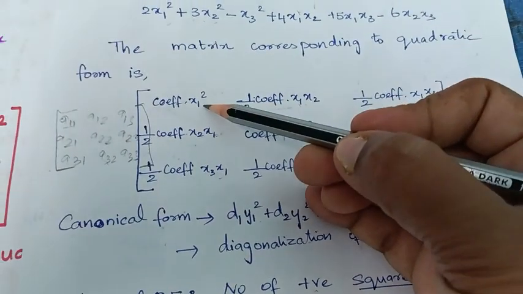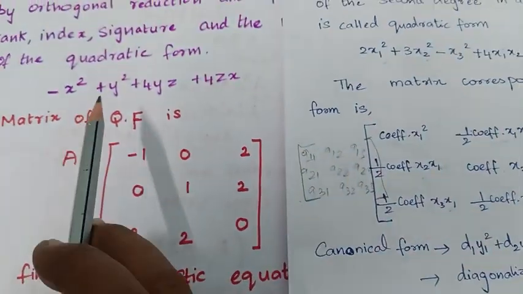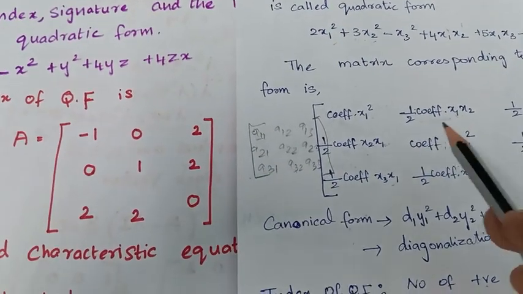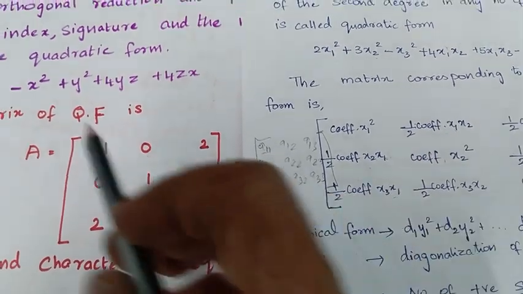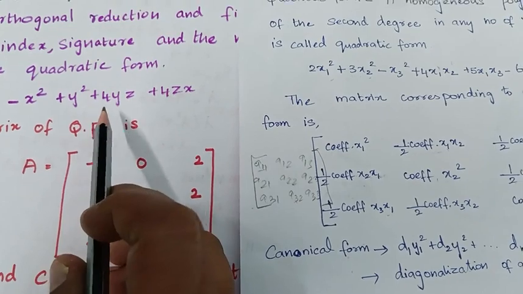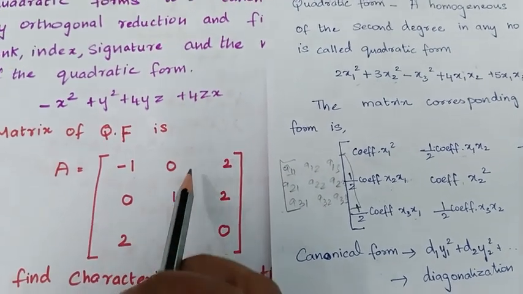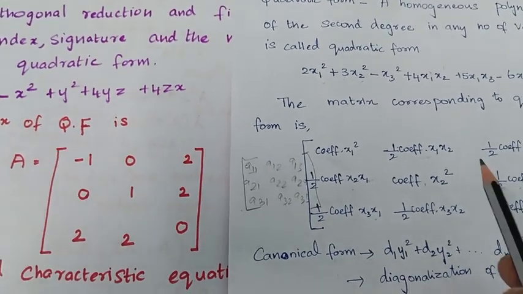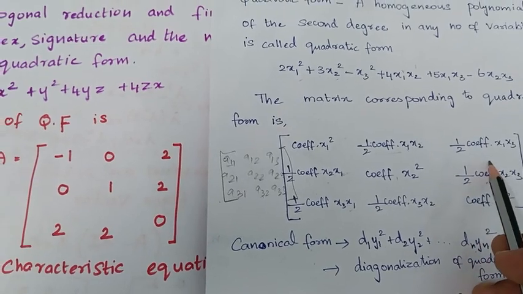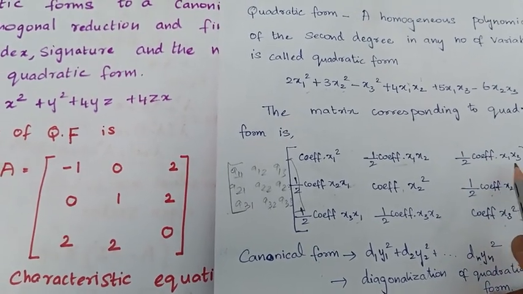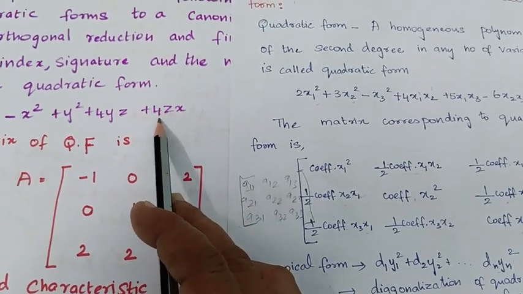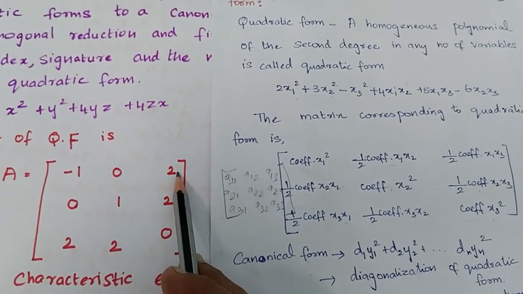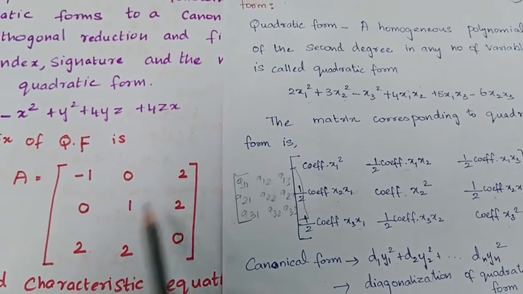So first one is the coefficient of x1 square, so here we have minus 1. Then half the coefficient of x1 x2. Here x1 x2 is nothing but xy, and we don't have any xy, so it is 0 here. Here also it will be 0 because it is yx. The third one is half the coefficient of x1 x3, that is x and z. We have 4 for xz, and we want to divide by 2, so 4 by 2 is 2, and here also it will be 2 because these two are the same.